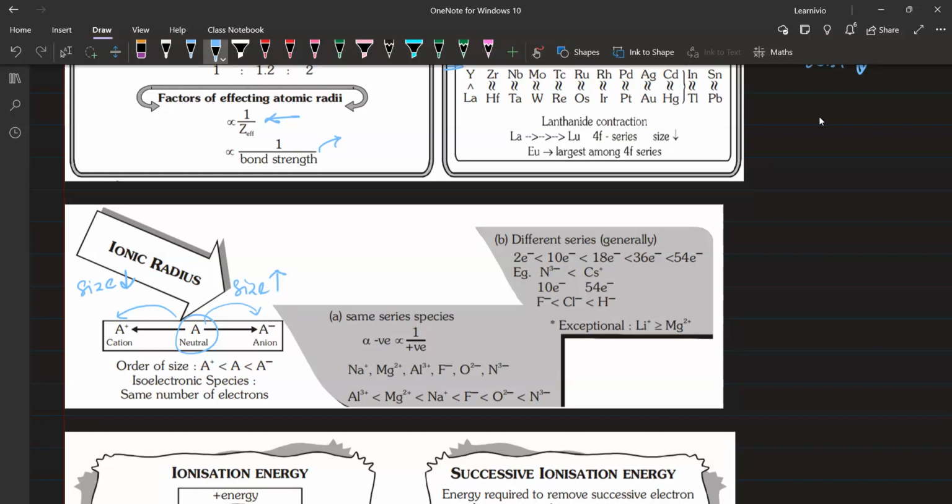Okay. Now, if you have the same element, or rather species in the same series, then the ionic radius will be directly proportional to the negative charge. The higher the negative charge, the higher the ionic radius, and it is inversely proportional to the positive charge. The higher the positive charge, the lower the ionic radius. So same series, for example, sodium, magnesium, aluminium, fluorine, oxygen, and nitrogen. Aluminium has the highest positive charge and the smallest size. Nitrogen has the highest negative charge, which is why it has the largest size.